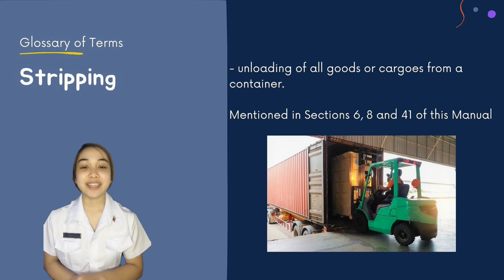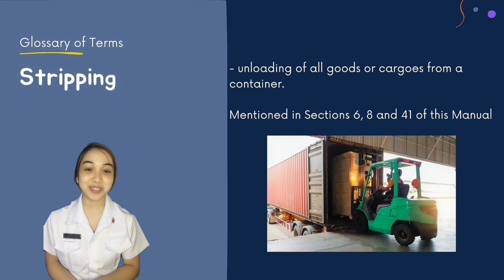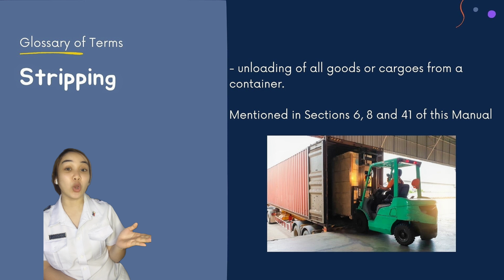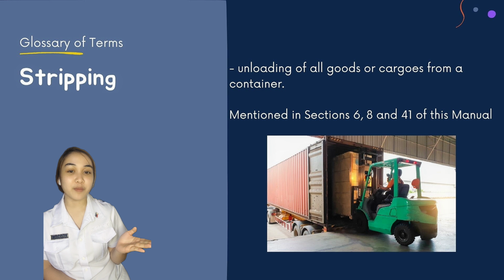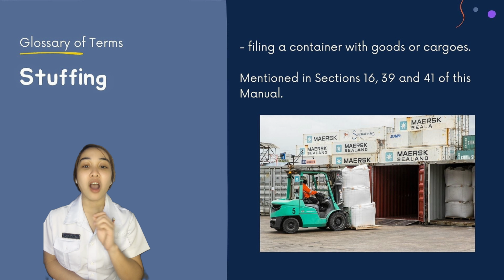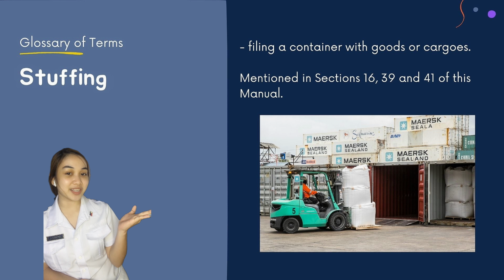Stripping. It is the act of unloading of all goods or cargoes from a container. Here's the picture of stripping. It is to unload all the goods from the container. While stuffing is the filling of a container with goods or cargoes. It is to fill the container with cargoes. Here's the stuffing.